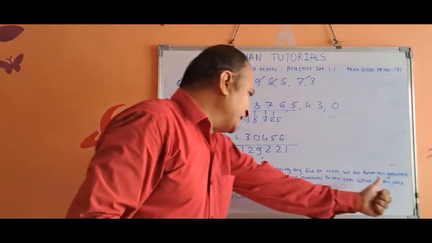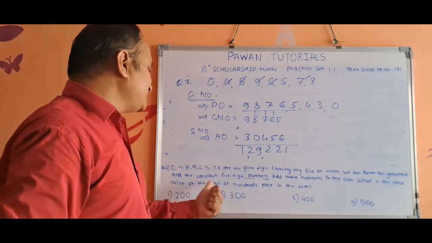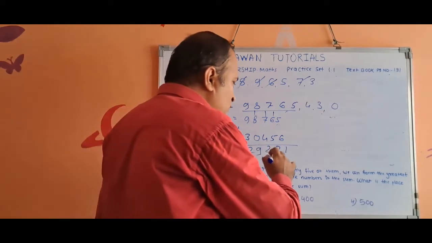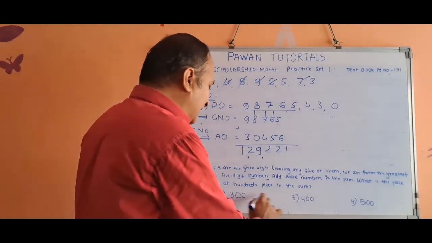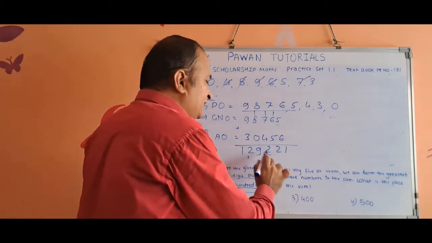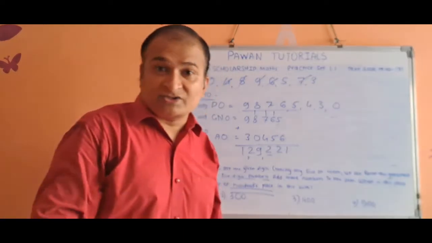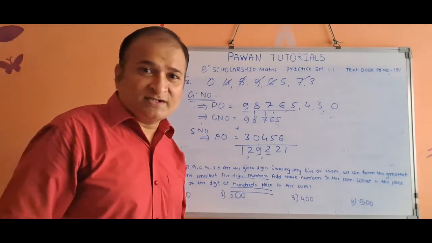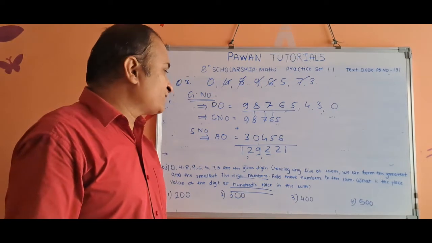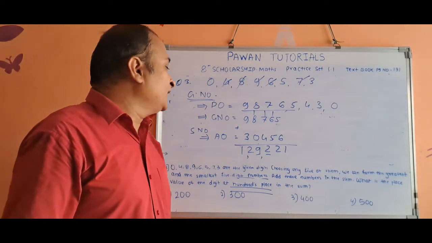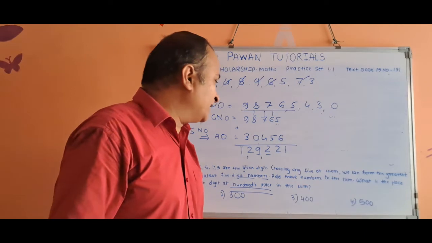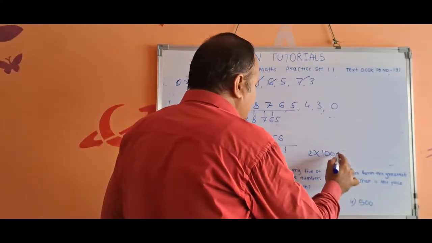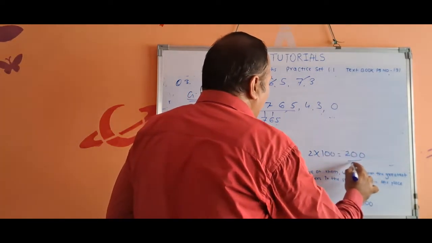Now they have asked us to find out the place value of the digit at the hundreds place. Now tell me students, in this number 1,29,221, which digit is there at the hundreds place? Yes, digit 2 is there at the hundreds place. So what is its place value, students? As it is at the hundreds place, the place value of this particular digit in the number 1,29,221 will be 200. That is, we will have to multiply this 2 by 100. So its place value will be 200.